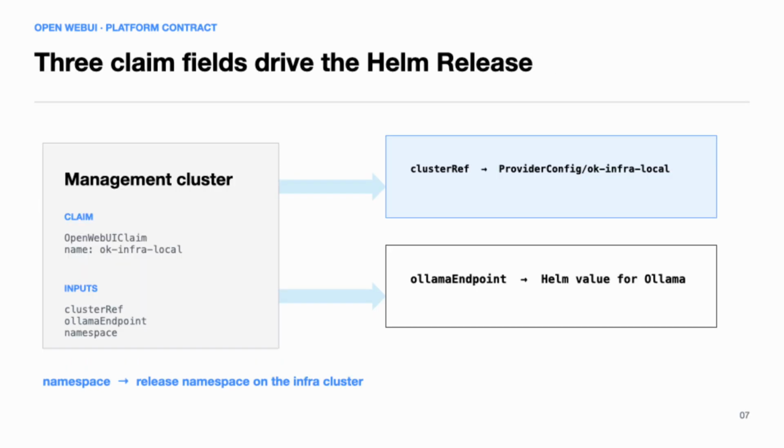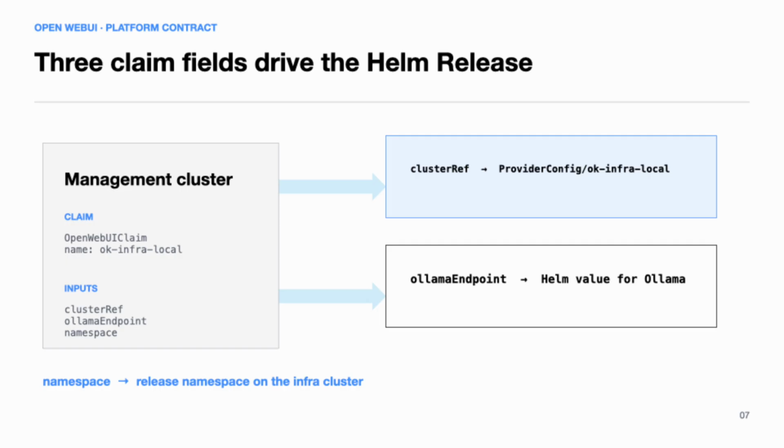The generated claim is the visible OpenKubes platform contract. ClusterRef selects the target, and the composition maps it to Helm provider config OK Infra Local. Ollama endpoint becomes a chart value and points to the Ollama service in the Ollama namespace. Namespace determines that Open WebUI is installed in the open-webui namespace. Users do not need to know the chart repository, chart version, stateful set details, or storage settings. They describe only the desired outcome.